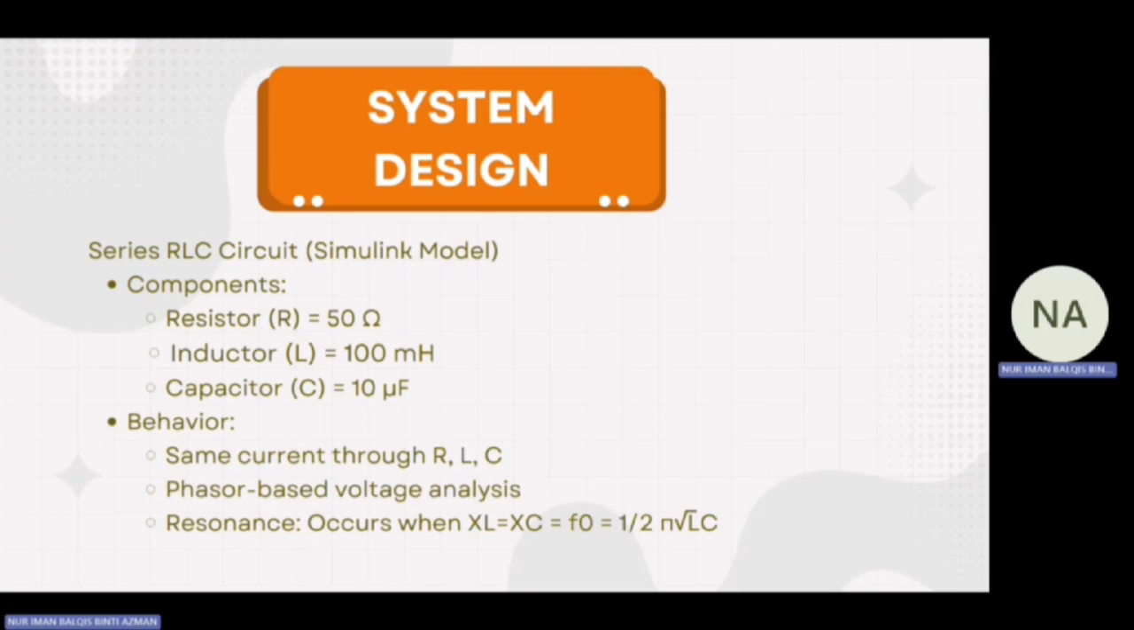This happens when the inductive and capacitive reactance cancel each other. At that point, the circuit reaches minimum impedance and draws maximum current. This occurs at the resonant frequency f0 equal to 1 over 2 pi times the square root of LC.